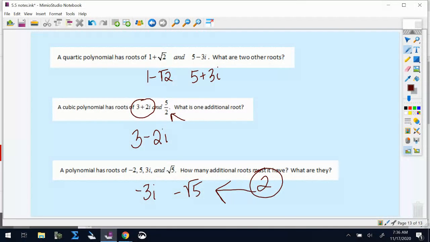So that is the last piece of 5.5. If I give you a solution that is either irrational or imaginary, you should be able to come up with its conjugate or its partner solution.